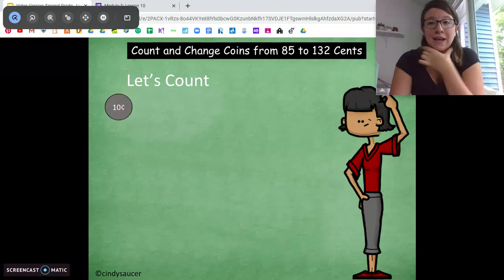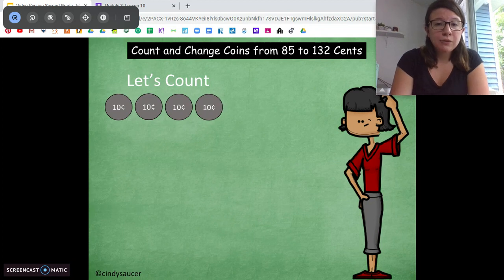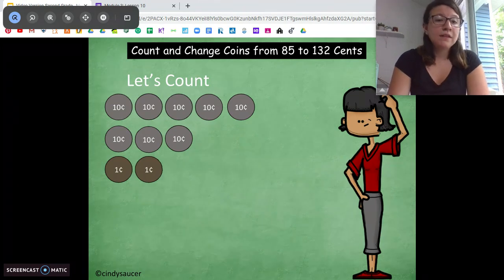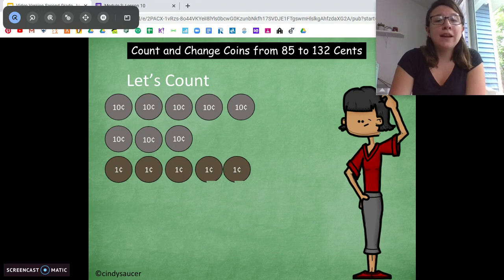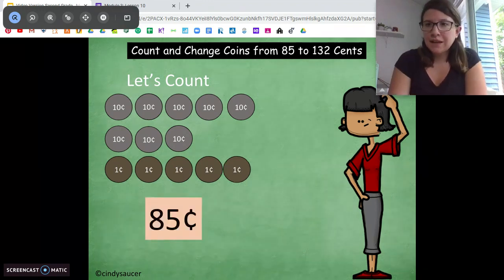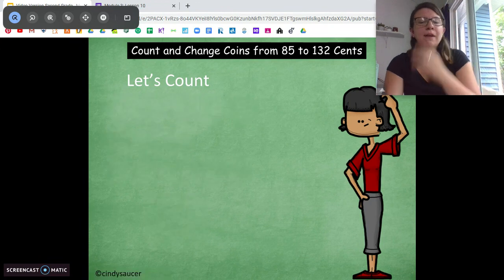So let's start here. We're going to start counting dimes. Count with me. 10, 20, 30, 40, 50, 60, 70, 80, 81. We're switching to pennies. 82, 83, 84, 85. How many cents do we have here? 85 cents. Awesome. Can we change our pennies into a dime? Do we have enough? No. Very good. All right, let's keep counting.